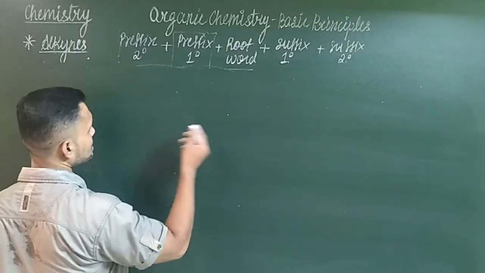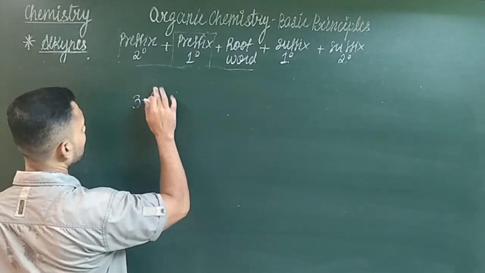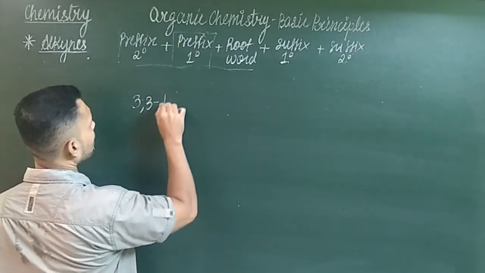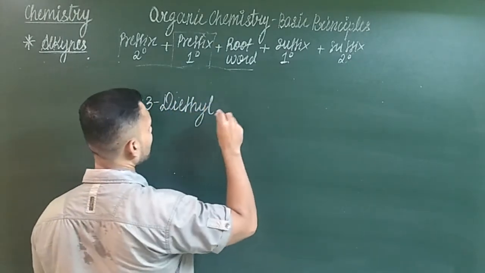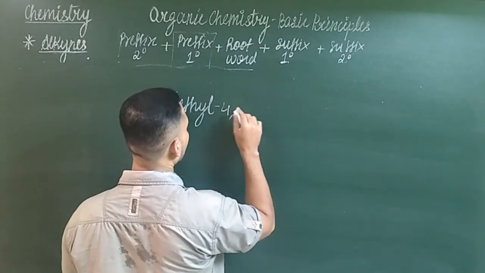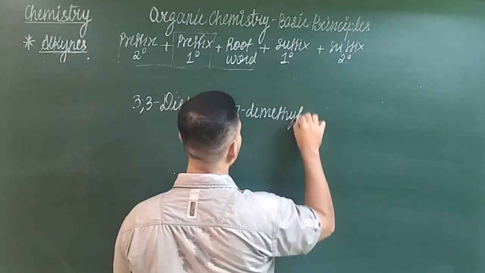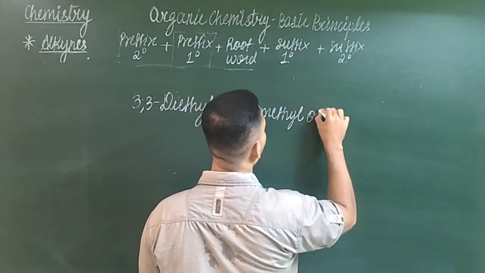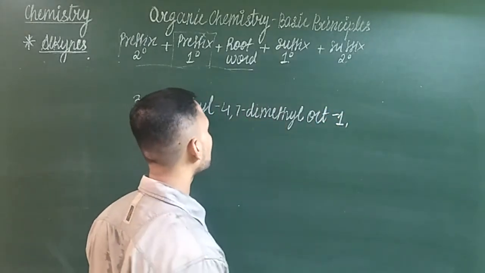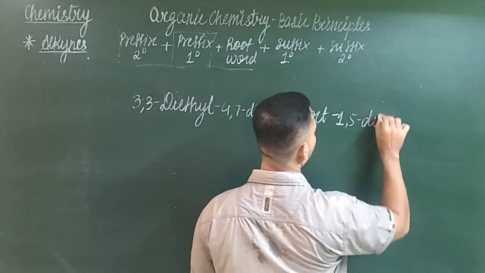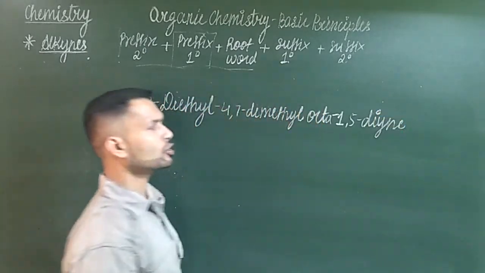So one more example, say for alkyne. First we will go with that. Suppose it is 3,3-diethyl, then 4,7-dimethyl, it should be oct-1,5-diene. Suppose this is one of the questions now.